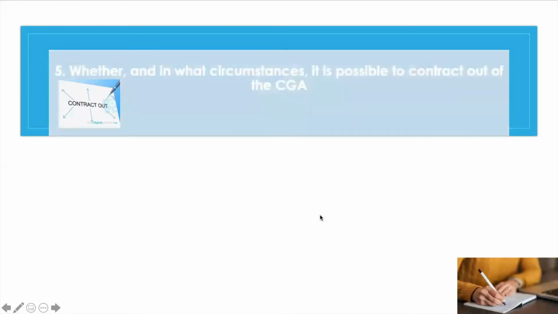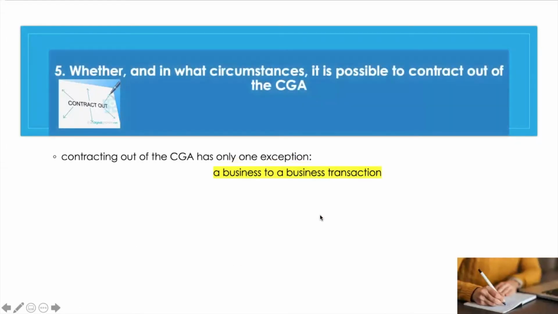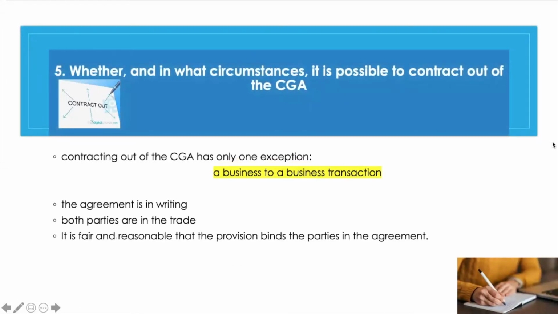Question 5. One example of contracting out is a provision that the Fair Trading Act should not apply to this agreement. Refer to Section 14.3, Subsection 2 of the CGA. Contracting out of the CGA has only one exception, a business-to-business transaction, which should meet the following conditions at the same time. The agreement is in writing.